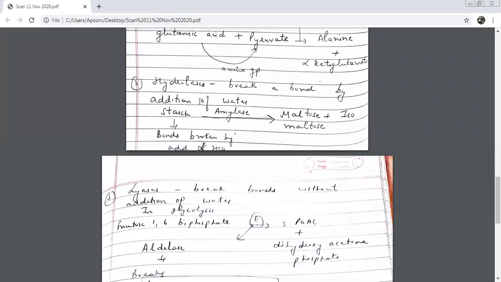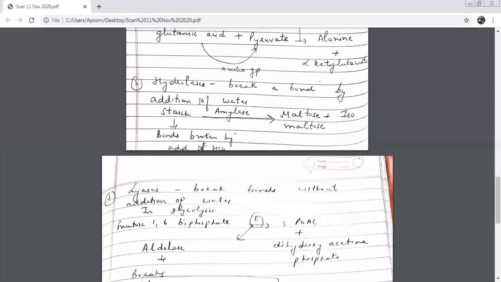So which was the first category of enzymes? EC1. What does EC stand for? Enzyme commission. Enzyme commission 1. So the EC1 enzyme category is known as which kind of enzymes? Oxidoreductase. Yes, that means what is the main function? Oxidation and reduction reactions. Very good.